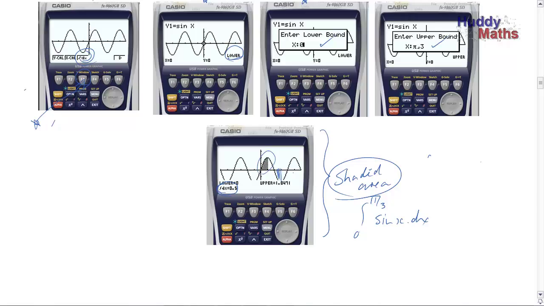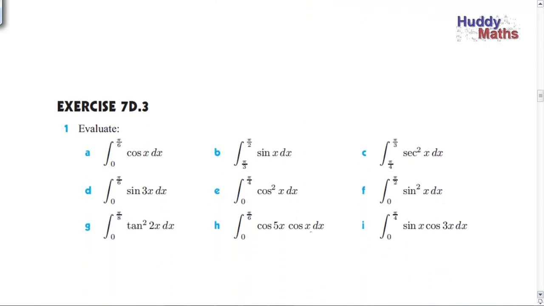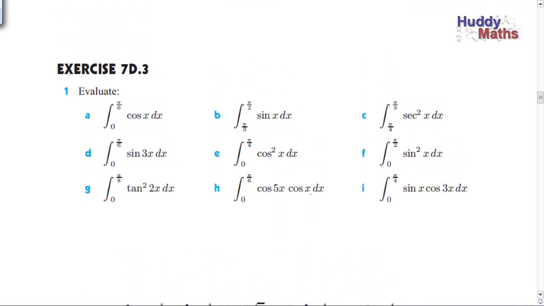So probably the quickest way for just a definite integral is run mode. But be familiar with your calculator. It's a great tool. All right, come on down now and let's have a look at some for you to do, and I want you to check them with the calculator. We'll just come down there.